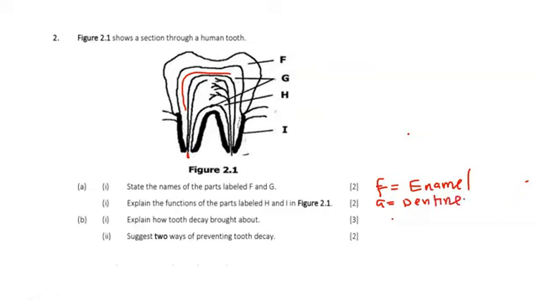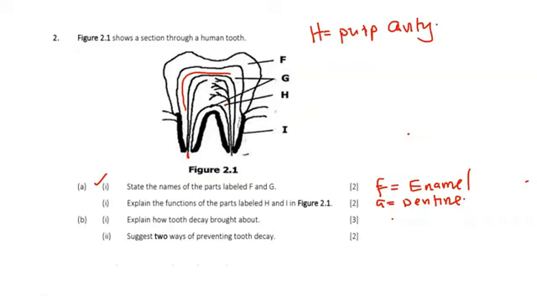Then the second part here: explain the functions of the parts labeled H and I. So before we give the function, I think we need to know the part. What is the part H? If you look at it, it is pointing here, the space. This is called the pulp cavity. The pulp cavity.